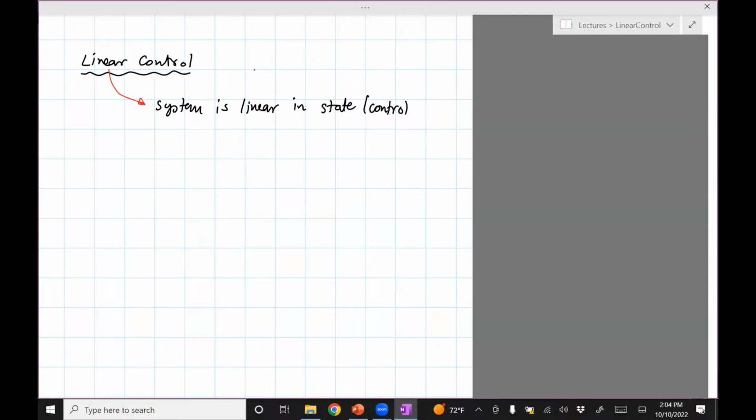So when you have a controller, when the controller is doubled, something about the state is doubled. It's not like when the control is doubled, the state is quadrupled or something like that. So it's just everything is linear. And before we do linear control, we have to understand what state space representation is. So that's where we're going to get to.